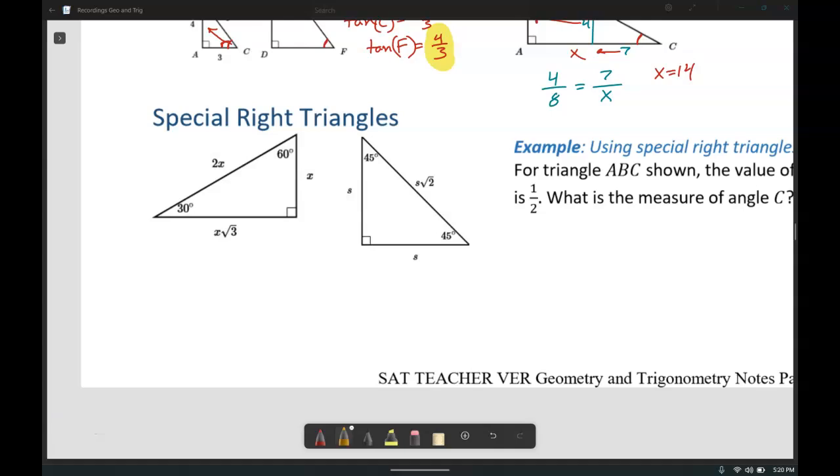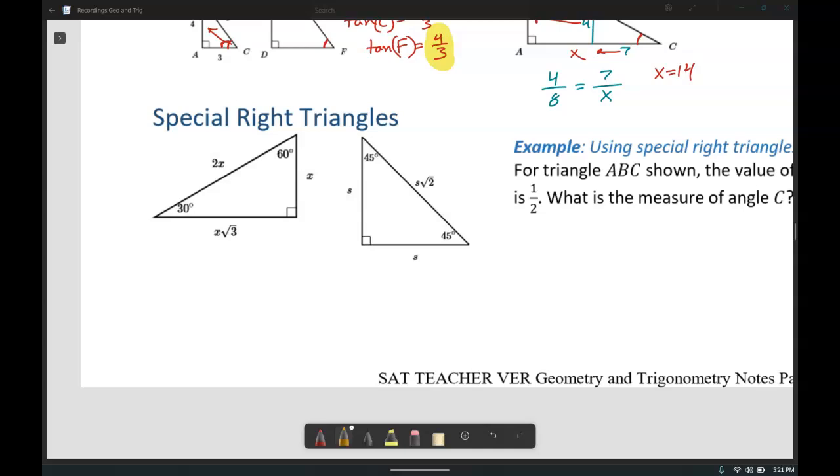Now, continuing with our triangles, we're going to talk about two special right triangles. The good thing is, on the SAT, these two diagrams are provided within the reference sheet, so you don't have to remember them. But later in my course this year, we'll talk about where these special right triangles are derived so that we have a deeper understanding.